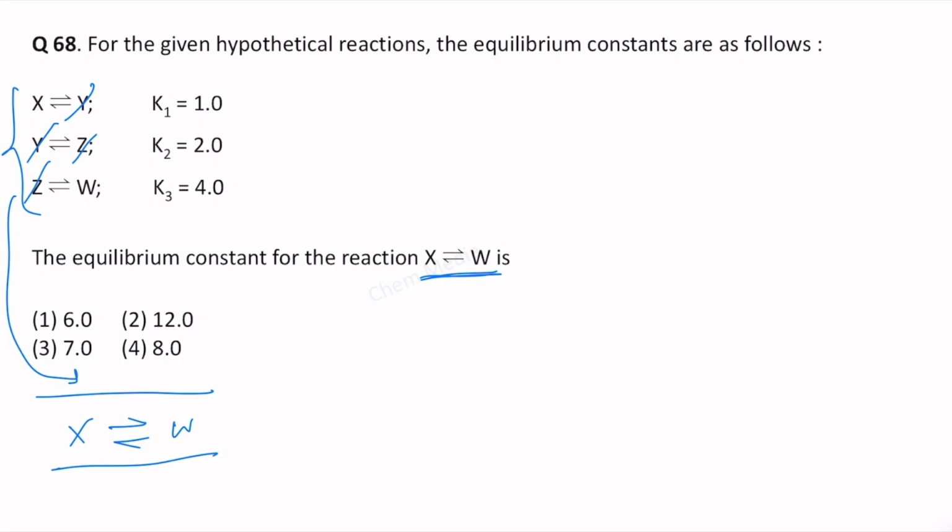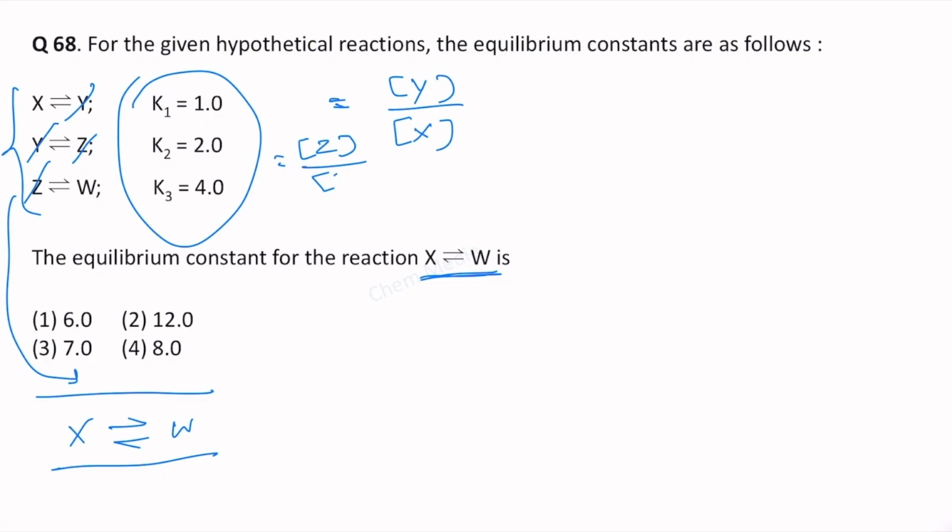When we are combining the individual equilibria, we need to multiply the equilibrium constants, because when we write individually, this is equal to products raised to the respective stoichiometric coefficient. Here the stoichiometric coefficient is 1 for everything. So K1 is concentration of Y divided by concentration of X, and K2 is concentration of Z divided by concentration of Y, and then K3 is concentration of W divided by concentration of Z. This means that K4 is equal to K1 times K2 times K3.